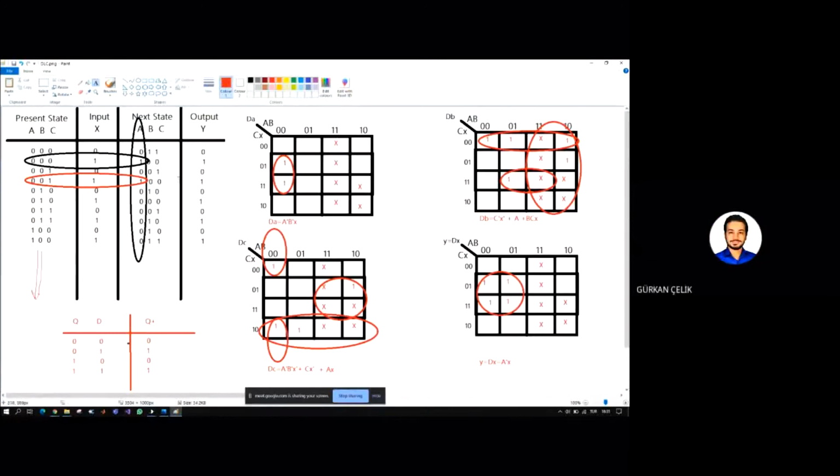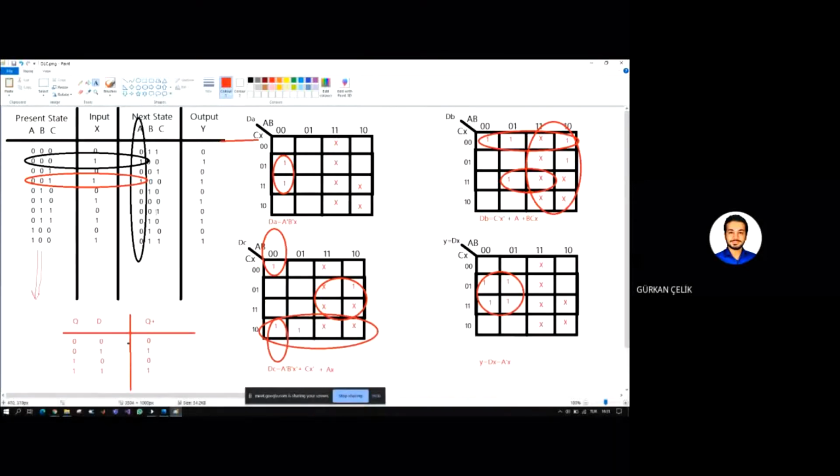O yüzden ben buradaki next state'imi ve output'umu size bir tane daha çizebilirdim. Şuraya bir tane daha çizebilirdim. Tamam mı? Derdim ki buraya, işte arkadaşlar, Q plus, ama tabii QA plus olacak. Bu QA'nın next state'i, QB'nin next state'i şeklinde. Aynı tabloyu tekrar buraya oluşturabilirim. Aslında oluşması gerekiyordu ama ben size hızlı anlattım şu an bunu.